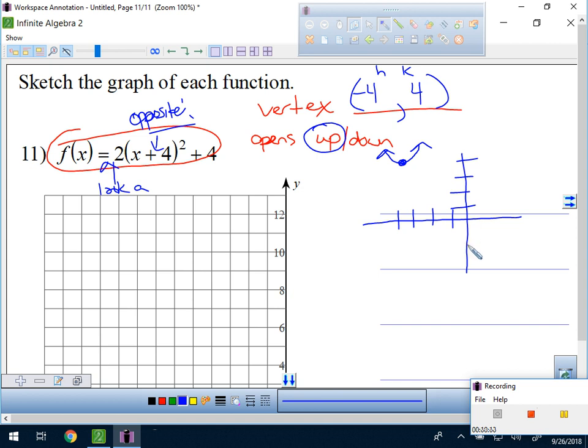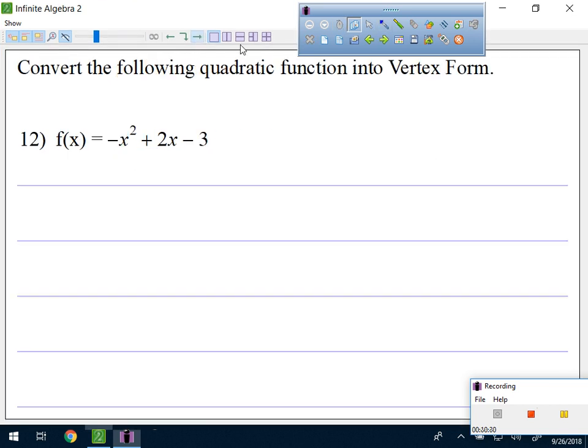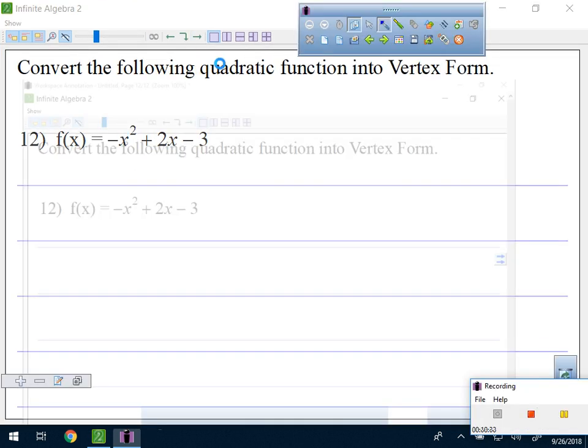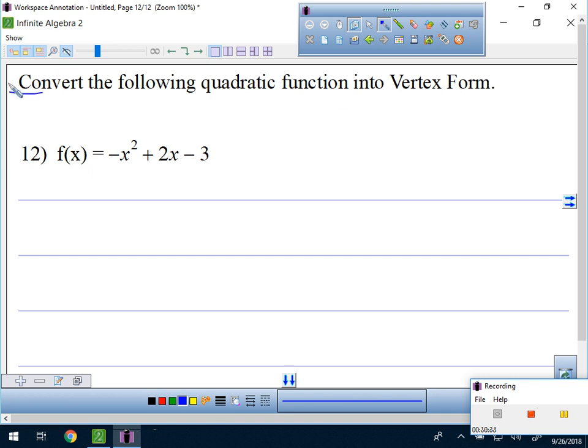All right, the last quadratic, so number 12, and this rounds out test 2. The last quadratic looks like this, and it is asking you to convert. That's the key word right there. Convert it into vertex form.